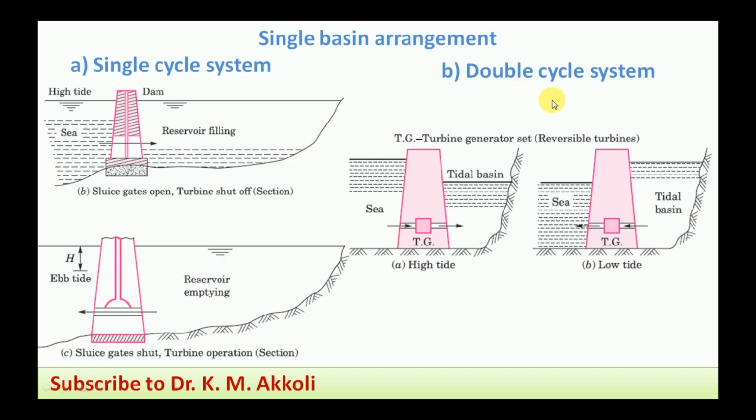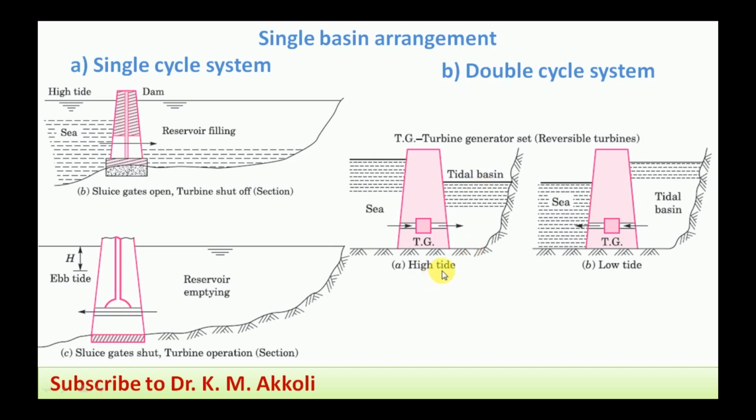In the double cycle system, what happens? Previously what we discussed, there is a turbine generator set. Reversible turbines are used. During that time, whenever the high tide is there in the sea, the water enters through the reversible turbine, the power generation will take place, and the tidal basin will go on filling. That is high tide.